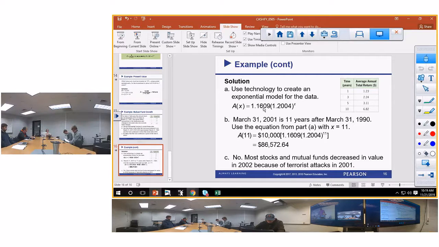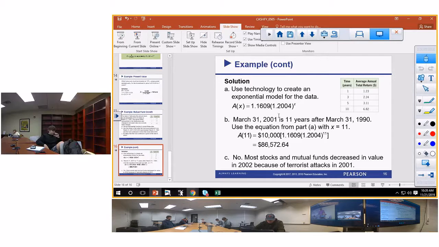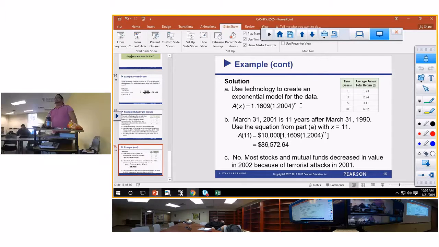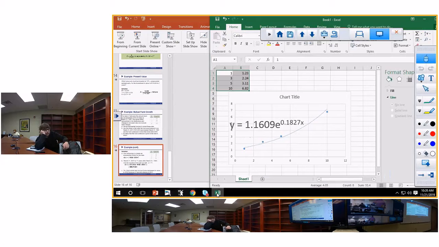There, 1.16, isn't that what we got? That's what we got for the calculator. So the calculator's right, but the Excel spreadsheet is messing up. No, because in the Excel I had the spreadsheet, e to the x. Hold on, on the Excel.